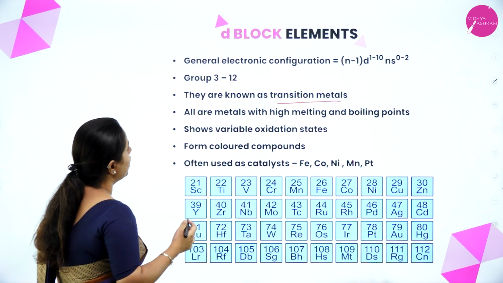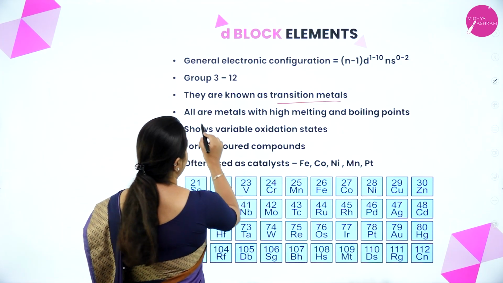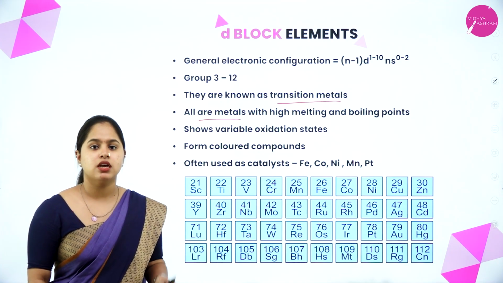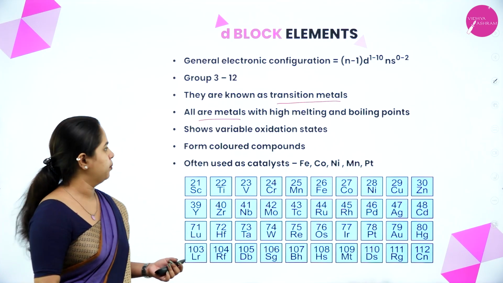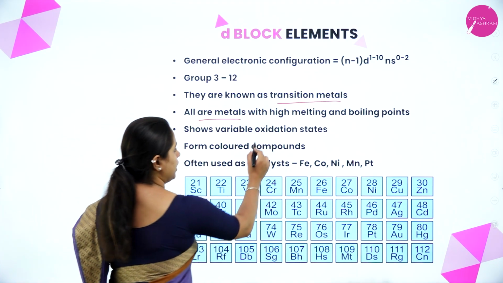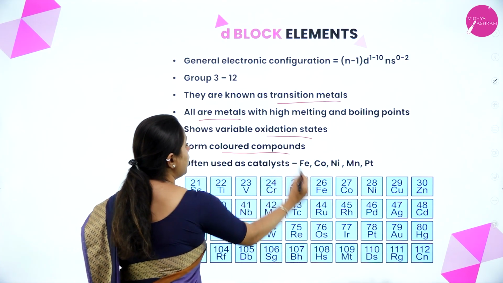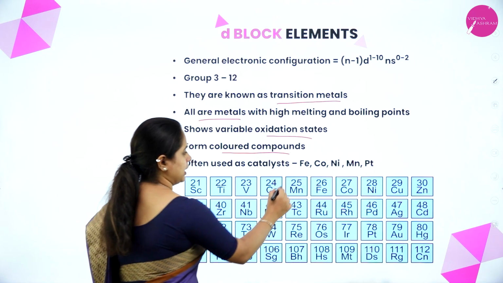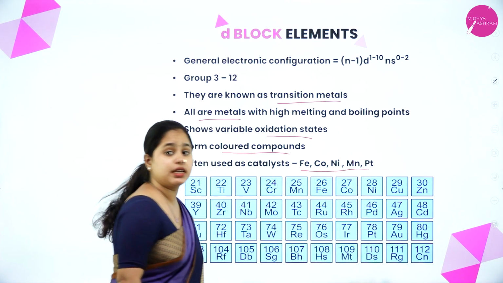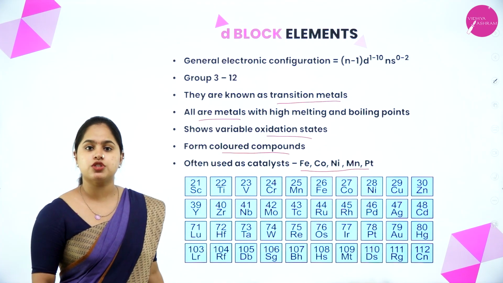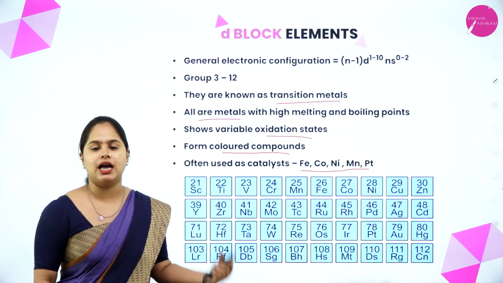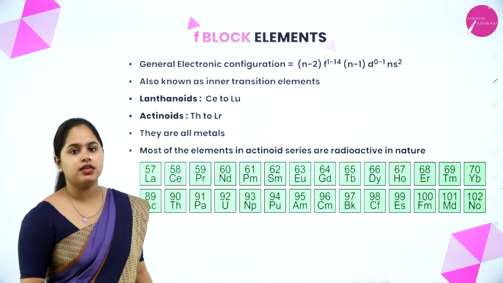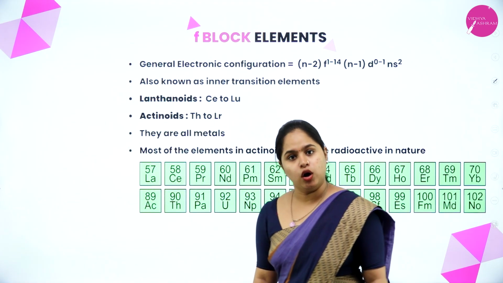Right. Now all are metals with high melting and boiling points. So the whole of D block consists of metals which have high melting and boiling points. They also show variable oxidation states and form colored compounds. Yes, and they are often used as catalysts: iron, cobalt, nickel, manganese, platinum. They are used in various reactions as catalysts. Clear? Now moving on to the last set, that is F block elements.